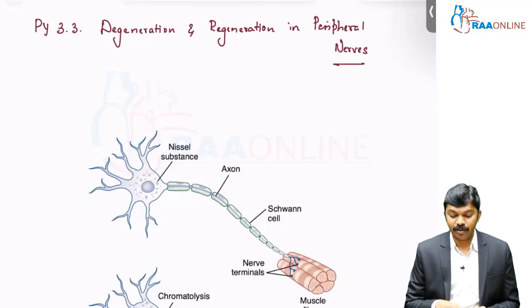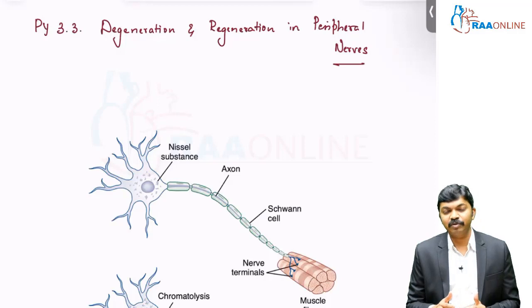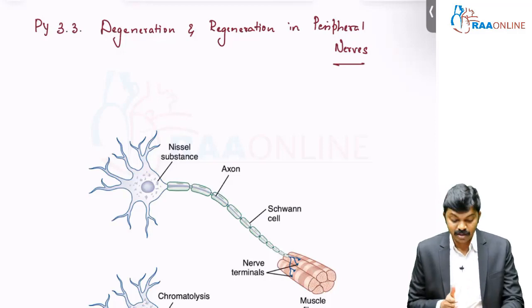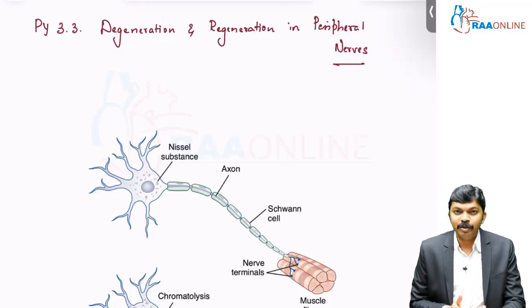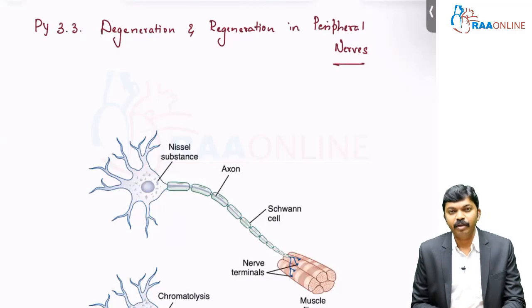Neurons in brain, neurons within spinal cord have a completely different mechanism of degeneration and regeneration. That is not the topic of our discussion now. Our focus is going to be only on the neurons which are located on peripheral nerves, right? So, right at the beginning, have this clarity. You are not going to study the mechanism of degeneration and regeneration of neurons in brain or in spinal cord.